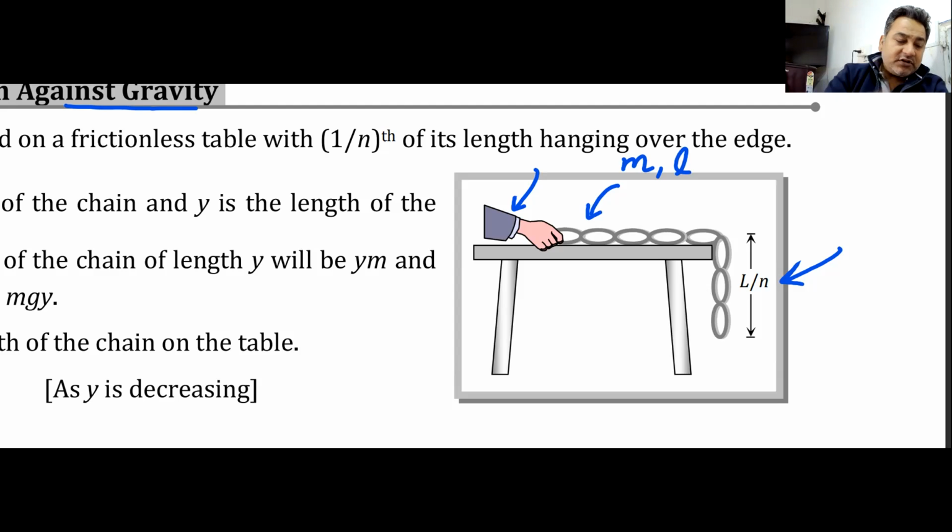Some part of the chain is on the table, L by n part of the chain is hanging, and we have to find out the work done in lifting this chain. I will give you a minute to draw this diagram.